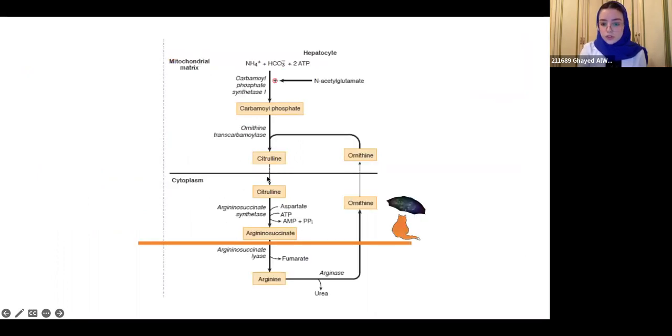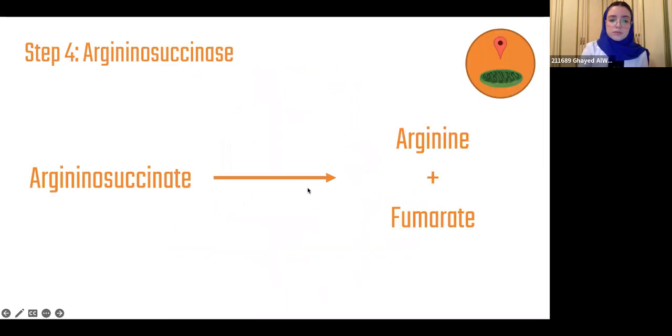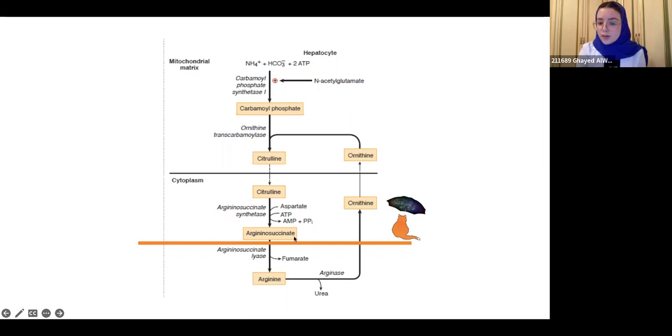Okay, so just to repeat that step, we have citrulline combines with aspartate. Using a molecule of ATP, we form argininosuccinate, and the enzyme is called argininosuccinate synthetase. And so after we form the argininosuccinate, we actually just want to break it down, okay? So we form argininosuccinate, and then we're going to break it down.